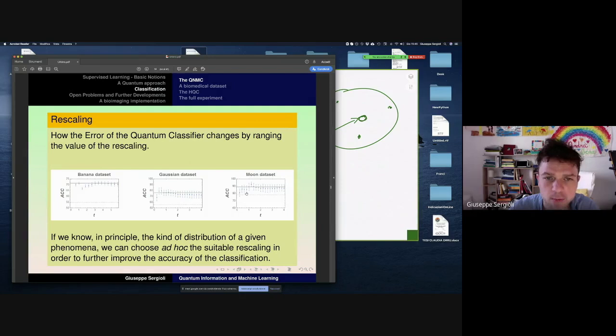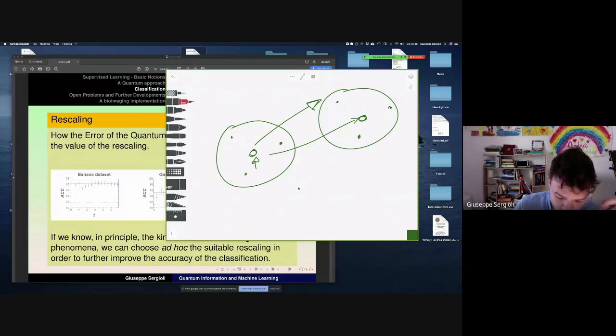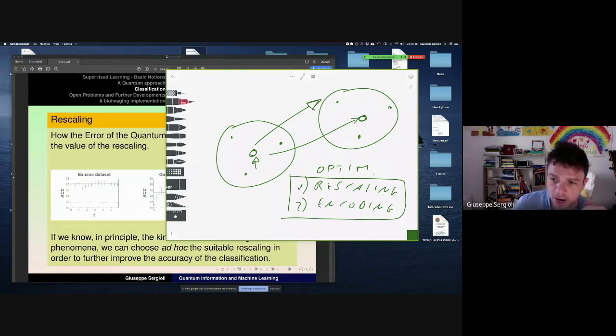So, till now, we have individuated two things that can be arranged in our favor in order to provide a better classification. These two things are, first of all, the encoding we use, because we can use different encodings. Second, we can also change the rescaling factor. So by making an optimization over rescaling and encoding, we can obtain a further increase in the value of the accuracy of the performance of our algorithm.